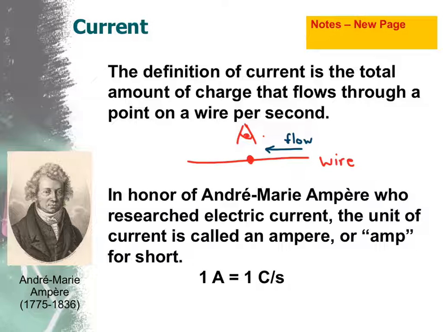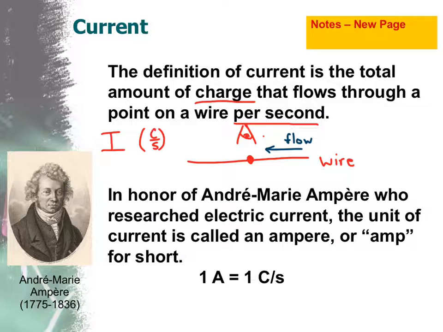So current is the amount of charge that flows through a point on a wire per second. So it's charge per second. We usually call this current I. It's usually given the variable name capital I. And its units are coulombs per second.